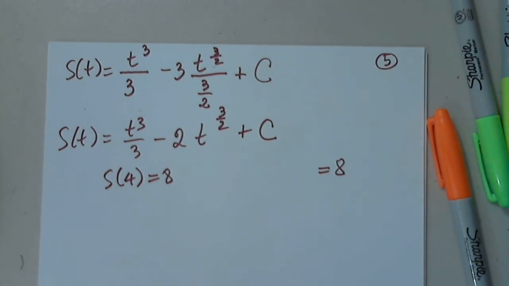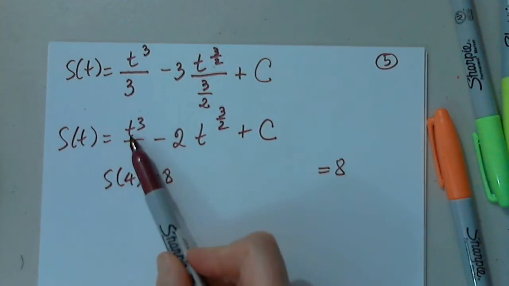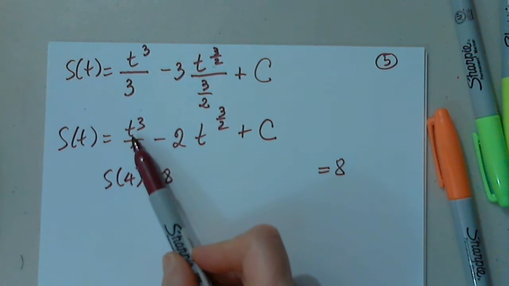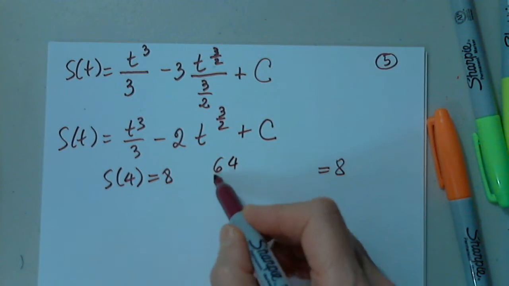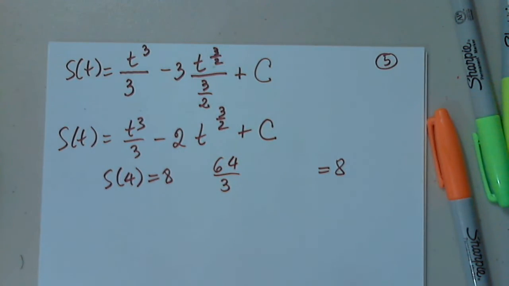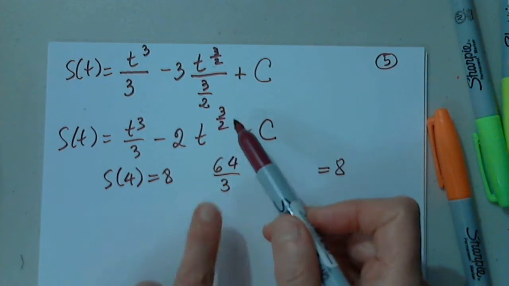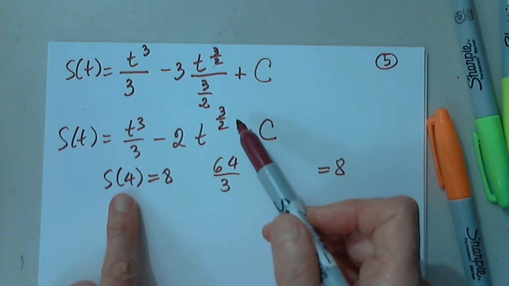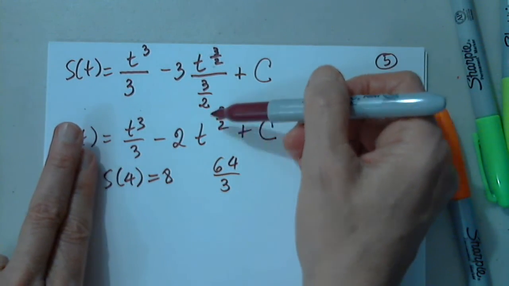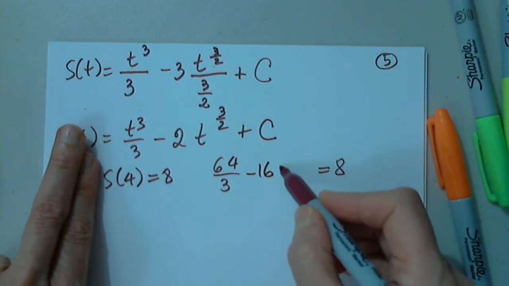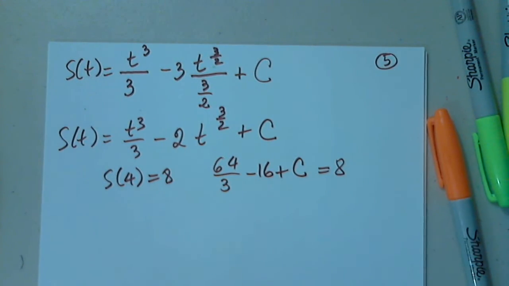I don't need this anymore. It's in the way. So when I plug in 4 here, 4 to the third, I think it's 64. Correct me at any point in time. This one I have to be careful because it's the square root of 4, which is 2. 2 to the third is 8, so negative 16, plus a constant c.